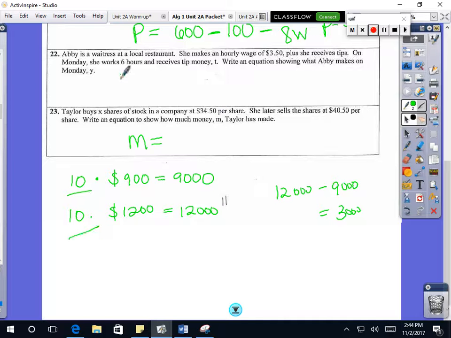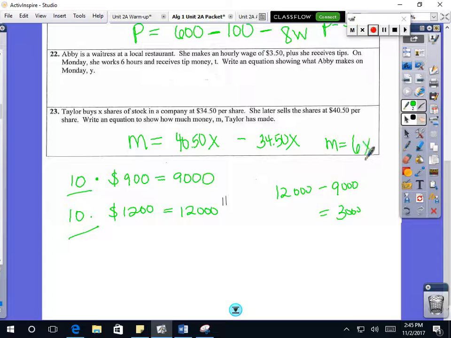selling 10. With the shares, we don't know. So both of those are unknown. But how much did he sell them for? He sold them for $40.50, and he bought them for $34.50. And don't we always subtract off what he paid for them from what he made when he sold them? And so that would simplify to M equals what?